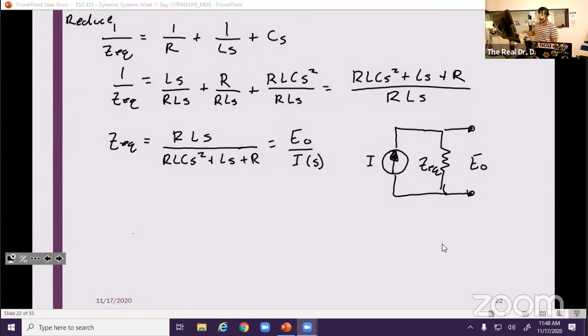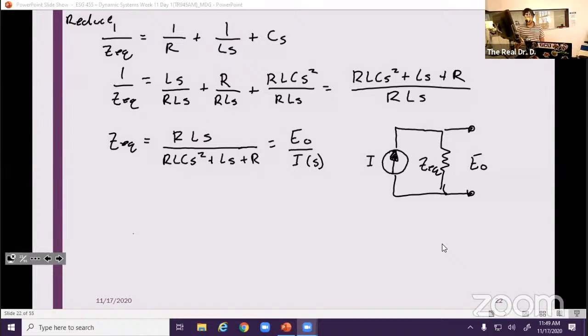Continuing on, I make my common denominator here. My common denominator is going to be RLS, because I need to add up 1 over R plus 1 over LS, which gives me RLS. And the other one doesn't have a denominator, so that's just going to be over RLS as well. So I get LS over RLS plus R over RLS plus RLCS squared over RLS.